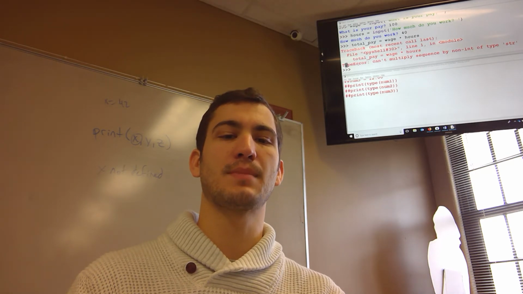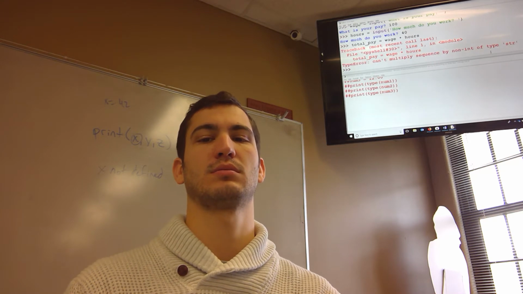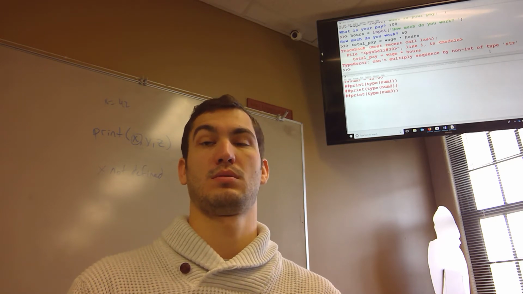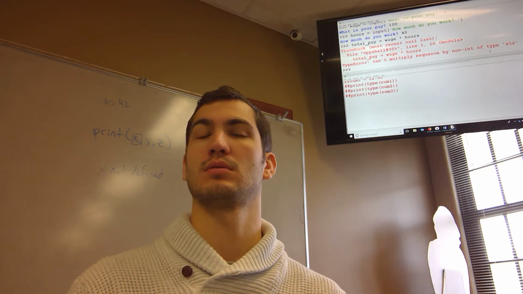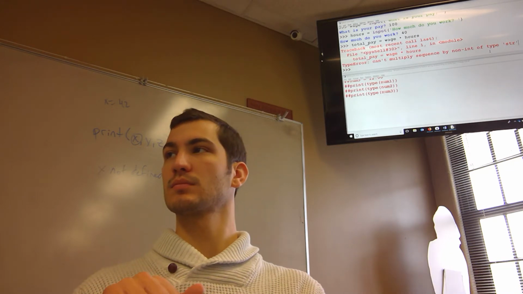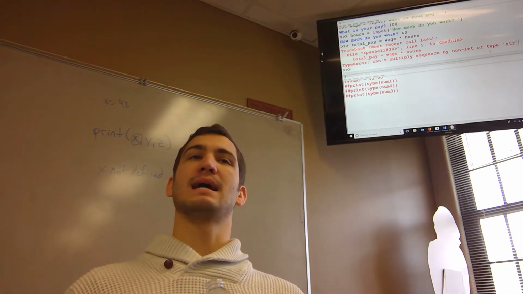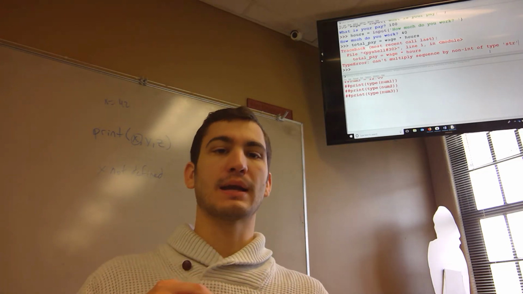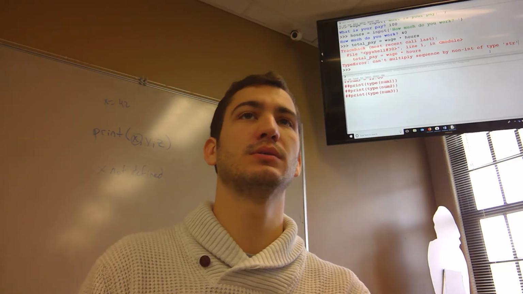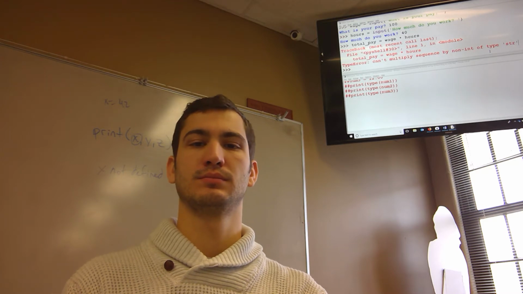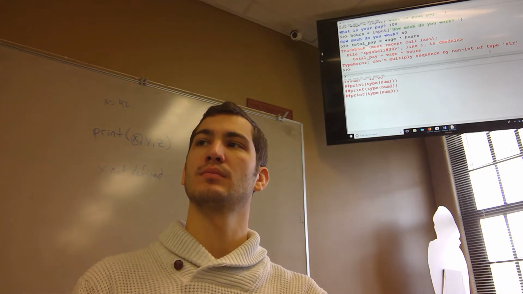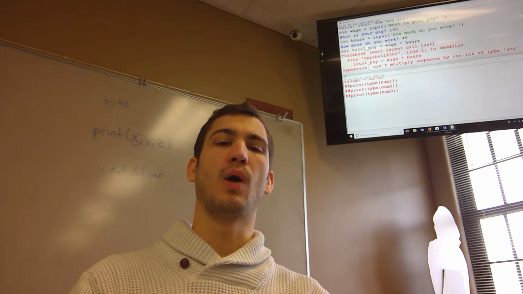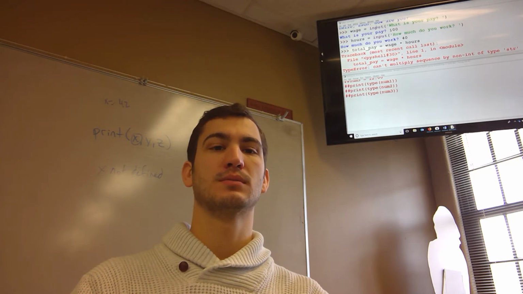So what does this say? Type error: can't multiply sequence by non-integer type string. That means the numbers they typed in is a string. Exactly. I'm trying to multiply strings together. Can I multiply a word by a word? No. I want these to be numbers.